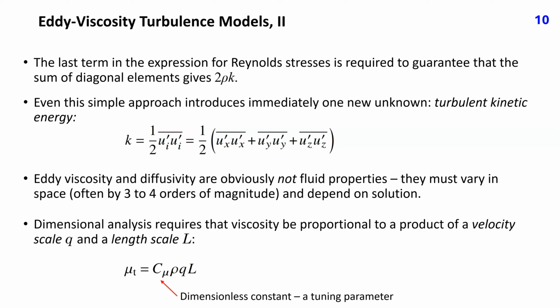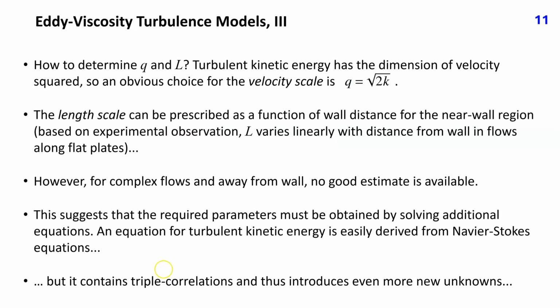equations. Dimensional analysis requires that viscosity be proportional to a product of velocity scale Q and a length scale L. This is why turbulent viscosity is defined as the product of density, velocity scale, and length scale, and an additional dimensional parameter C mu, which is in most models assumed to be a constant. The question is now how to determine the velocity scale Q and the length scale L.